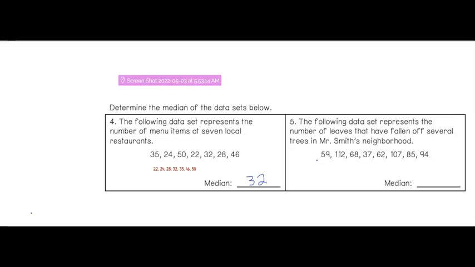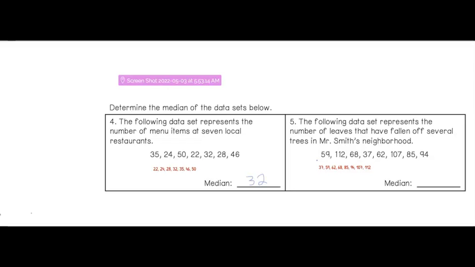All right, if we look at number 5, the following data set represents the number of leaves that have fallen off several trees in Mr. Smith's neighborhood. So the first thing we must do is order these numbers. So that's what I want you to do. Order the numbers from least to greatest. So go ahead and pause the video and do that. All right, so we got them ordered: 37, 59, 62, 68, 85, 94, 107, and 92.